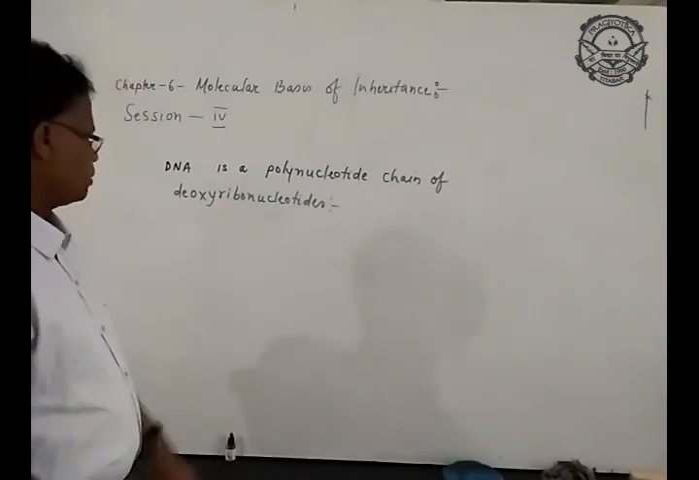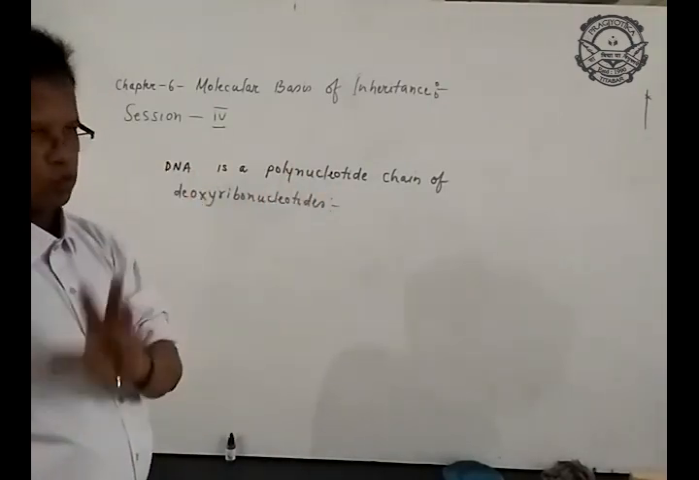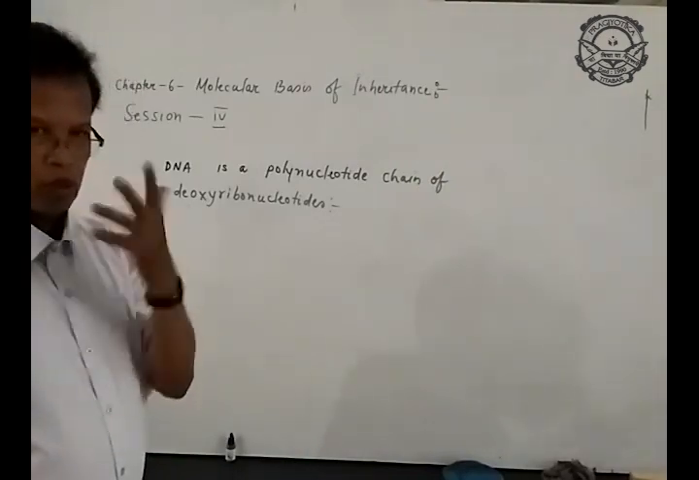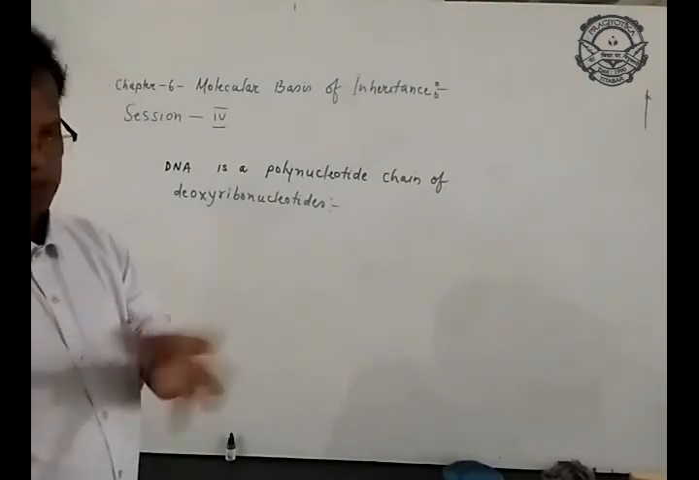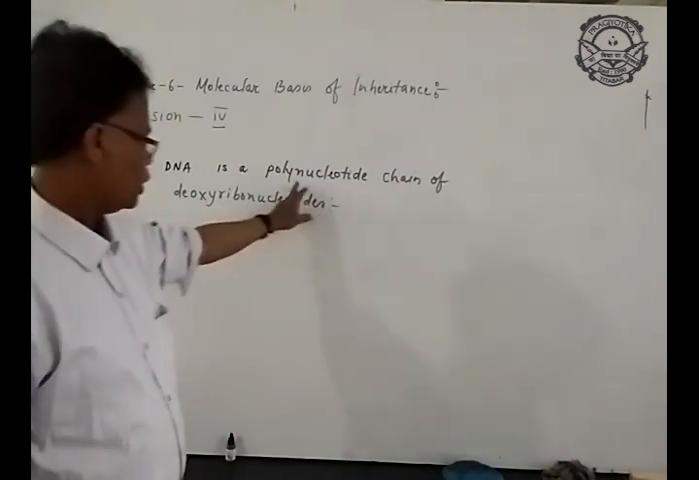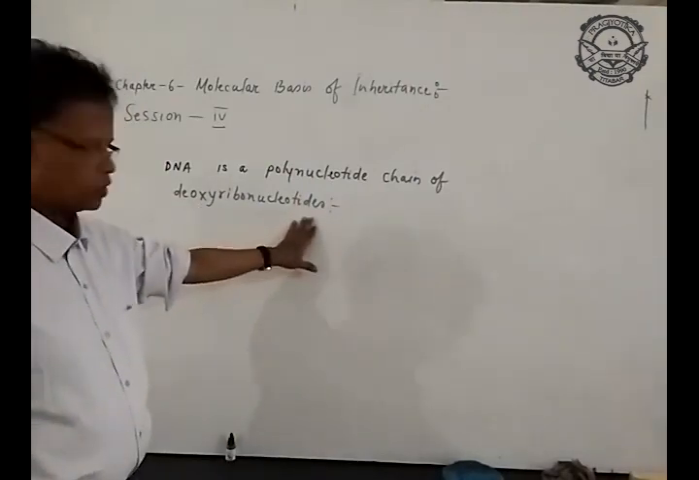But overall, remember that DNA is a polynucleotide chain. Wherever it occurs, whether in a DNA virus, a human being, a mango plant, or a grass plant, wherever DNA molecule occurs, it is a polynucleotide chain, a polynucleotide chain of deoxyribonucleotides.